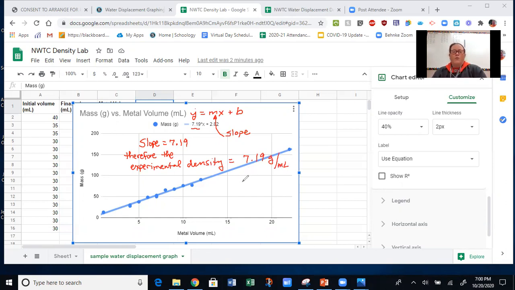Now, we collected data in the lab for an unknown metal, and I know what the metal is. It's not the same data that you'll have here, so you will end up with a different slope. It's not going to be close to 7.9 if my memory serves me right.